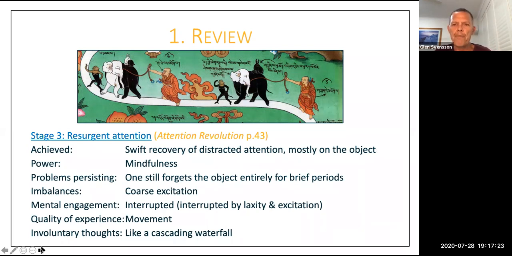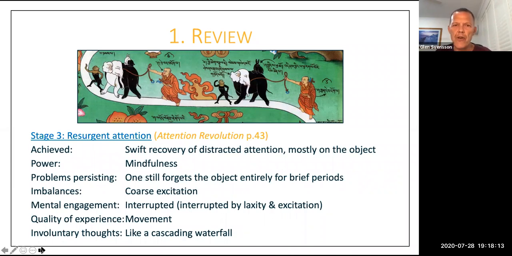And so what we achieve here is that we are now mostly on the object. And when we get distracted, we quickly come back from the distraction. But what problems persist is we still get distracted entirely from the object for brief periods of time. So we still have that coarse excitation, complete distraction, but only for brief periods now. But now, because we're mainly on the object, the type of mental engagement is what's called interrupted, because that mental engagement is every now and again interrupted by laxity and excitation. So that's the type of mental engagement, but still a lot of movement in our mind, still a lot of thoughts crashing down in our mind.